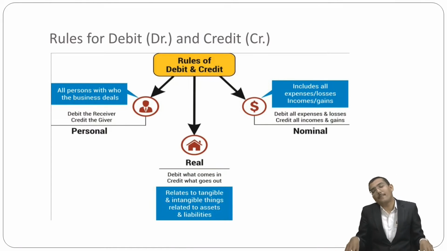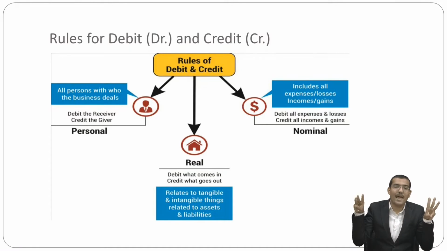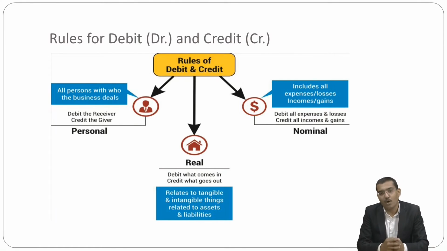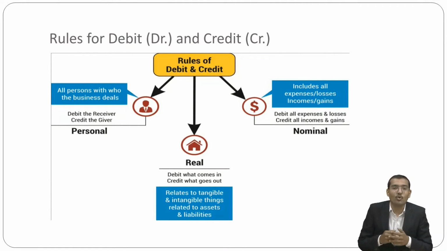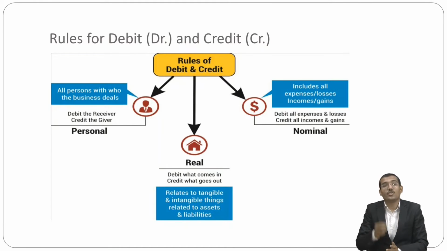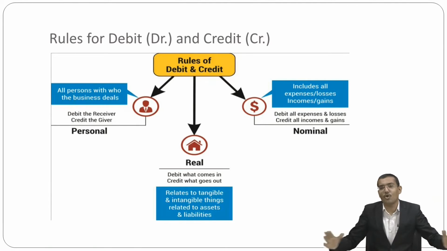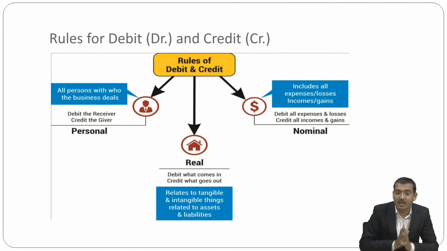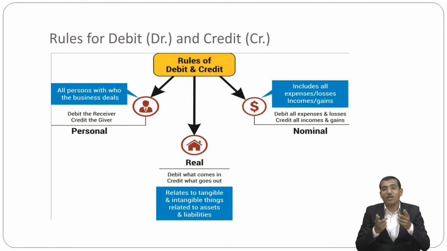If we're defining the debit and credit rules for these three accounts, known as personal, nominal and real account, so these are the rules of debit and credit, my dear friends. If we're talking about the personal account, all persons with whom the business deals, this is called as what, my dear friend? Personal account. So debit the receiver and credit the giver. There is a simple golden rule. Debit the receiver, credit the giver. In which account, my dear friends? In a personal account.